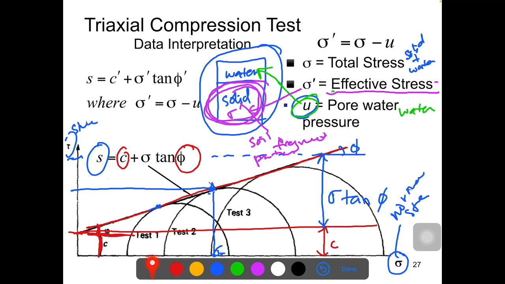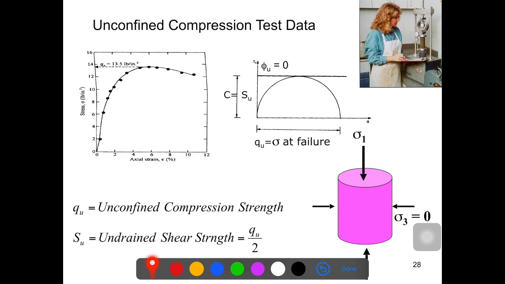Why do we say pressure for water? Because water is special, it's unique, so we never call it water stress. No, never. For water, we use pressure. Okay, so next, this is for unconfined.